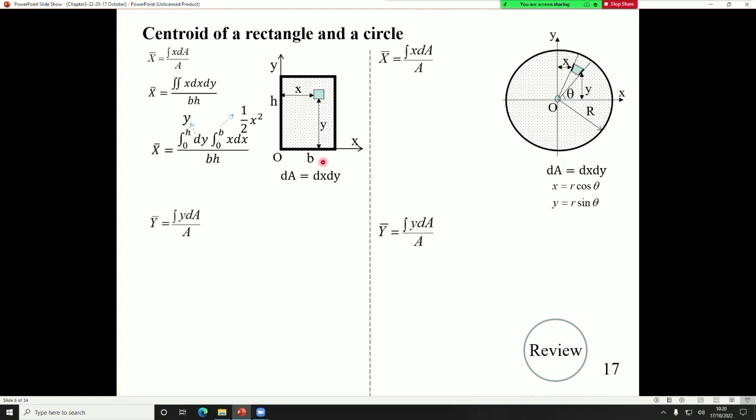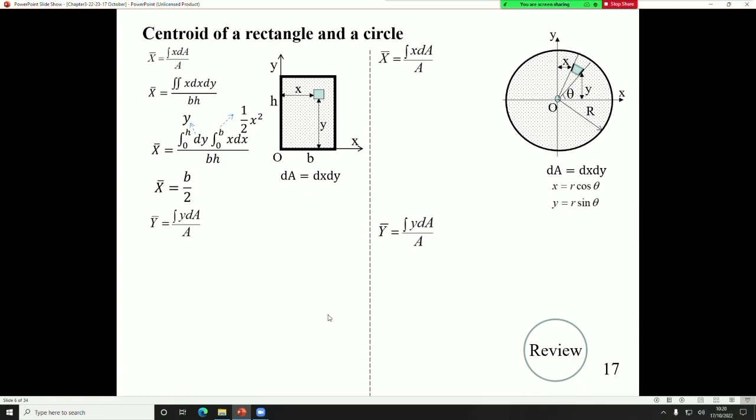Now, if you look at your coordinate system here, x for the rectangle changes between 0 and b, and y changes between h and 0. So please look at the limits of the integral. Now I substitute the limits in that equation. The area is equal to b multiplied by h. So I substitute it, and it gives us x bar, which is equal to b over 2. So the center is located along a line which is equal to b over 2.